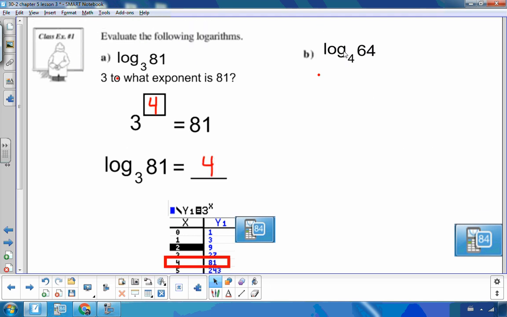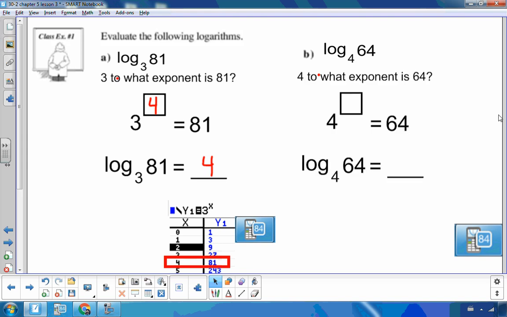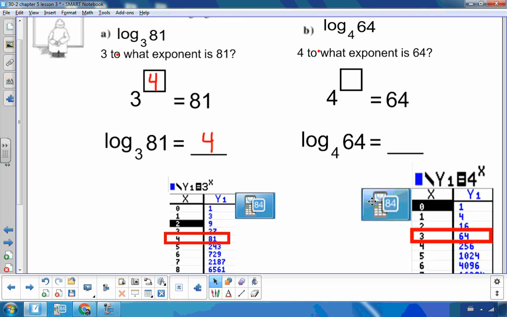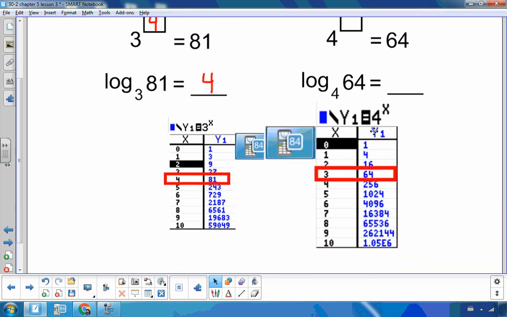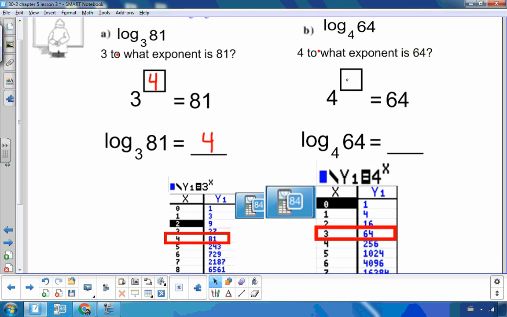Okay, over here, log base 4 of 64. You ask yourself, 4 to what exponent is 64? If you know the answer already, that's great. You can just put it in. Otherwise, your calculator can help you. Here are my powers of 4, and I see that 4 cubed is 64. So since 4 cubed is 64, log base 4 of 64 is 3.